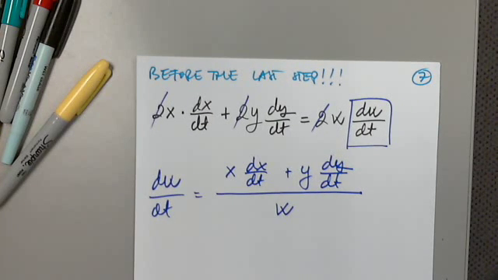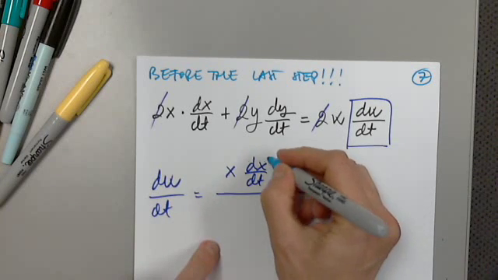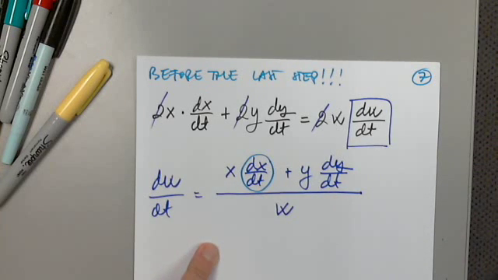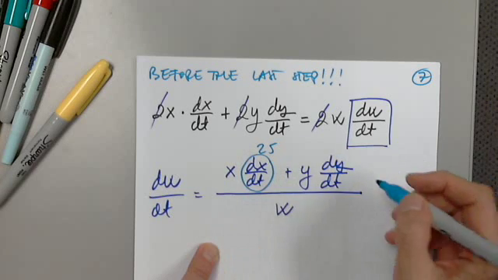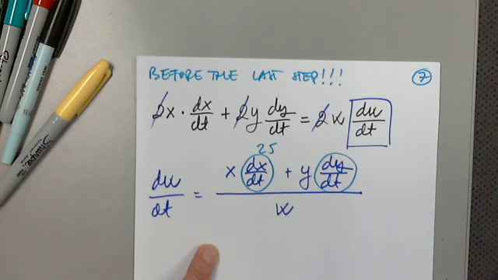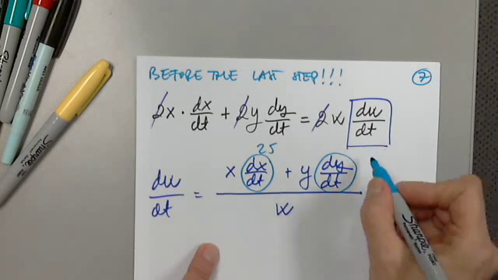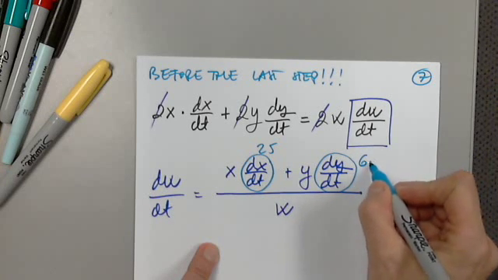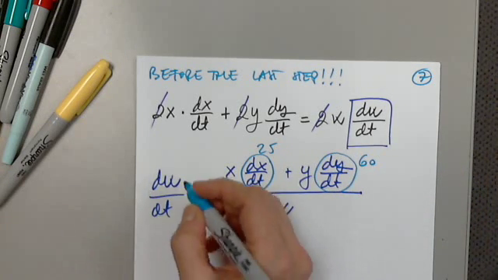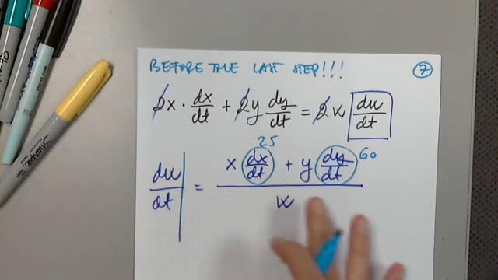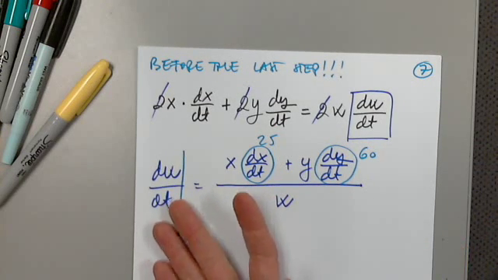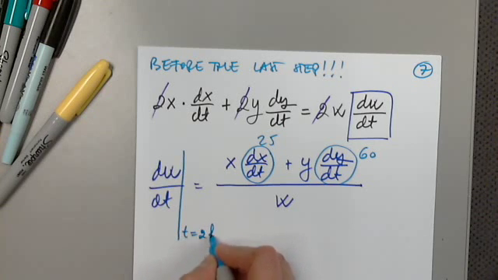Let's see what we have and let's see what we don't. We do have dx over dt. It was given to us as 25. Awesome. We have dy over dt, it was given to us as 65. Now, I have an expression for dw over dt, and now I'm going to say, fine, I can plug in and evaluate this when t is 2 hours.